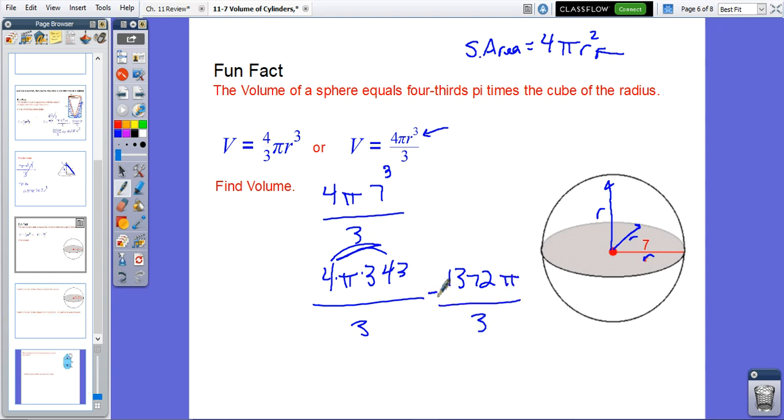Now this will be considered our exact form because you can't actually divide the 3 into the 1372. So you would leave it like that if it wanted the exact form. But we're going to go ahead and multiply 1372 times pi and then divide that by 3. If you do it correctly, you should get 1436.8. Again, units cubed.